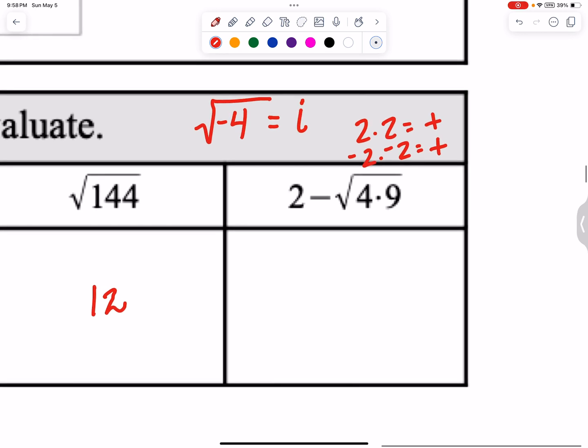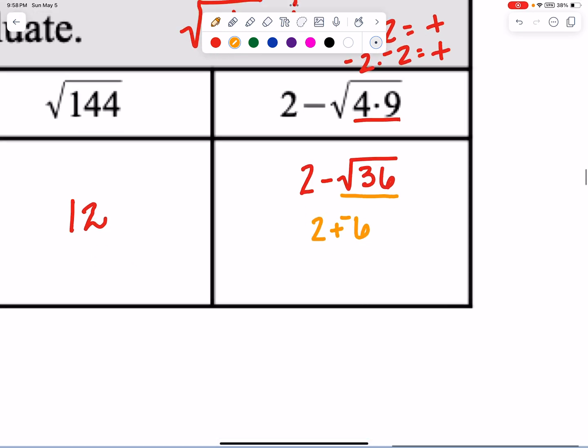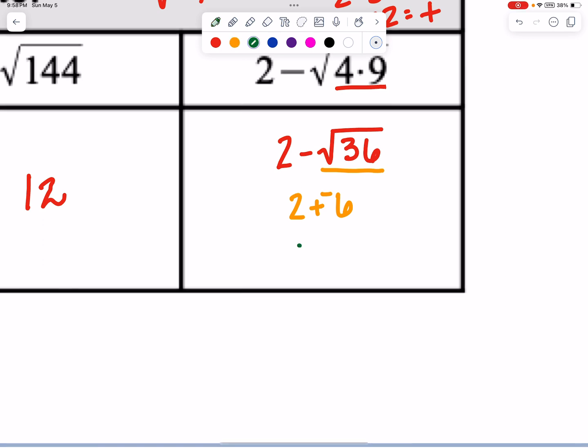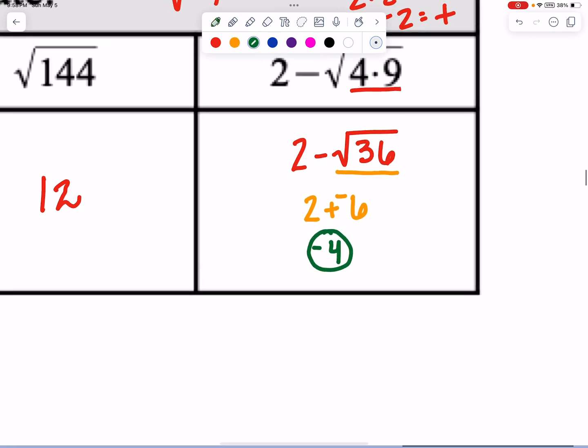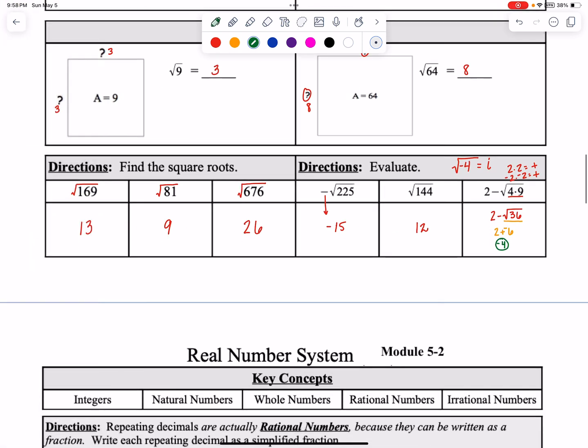And then we have this. If you can solve inside the square root, then you should do that. So we have 2 minus the square root of 36. We're going to solve that first, so square roots act like grouping in GEMDAS. We're going to take care of this first, and we have 2 minus 6, since 6 times 6 is 36. I'm going to KFC that really quick: different signs, subtract, and we have negative 4 as our answer. So that's how you're going to work through evaluating those as well, following order of operations.